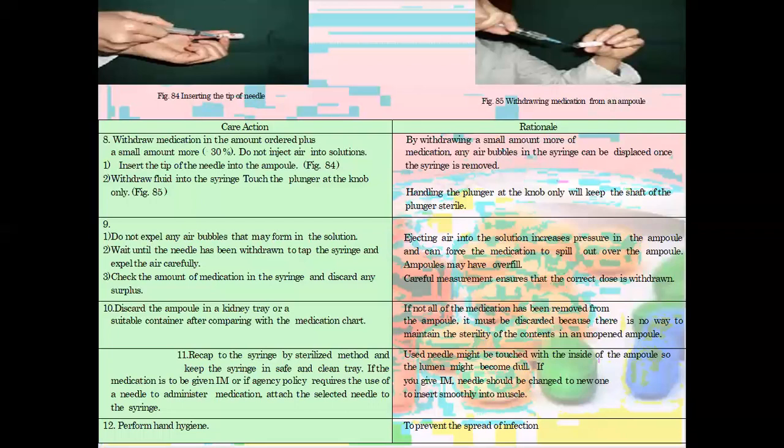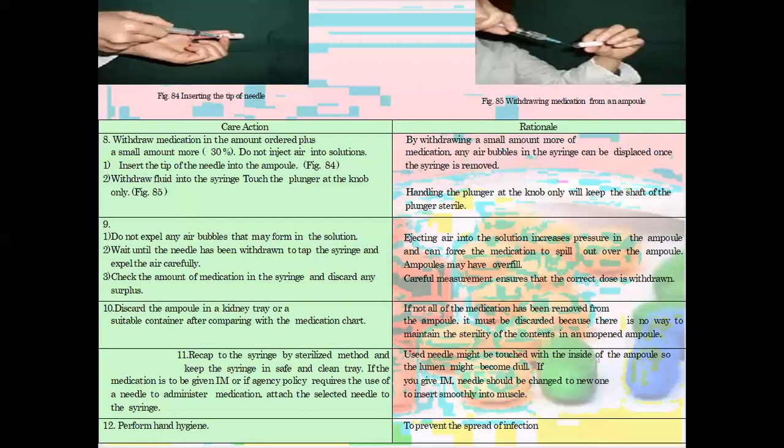Meaning, when we measure carefully, only then will we be able to give a careful dose. Then after that we have to discard the ampoule in a kidney tray. In the kidney tray we have to discard the ampoule, or a suitable container, after comparing with the medication chart. Again we have to compare with the medication chart that we have. Then we discard the ampoule in the kidney tray.